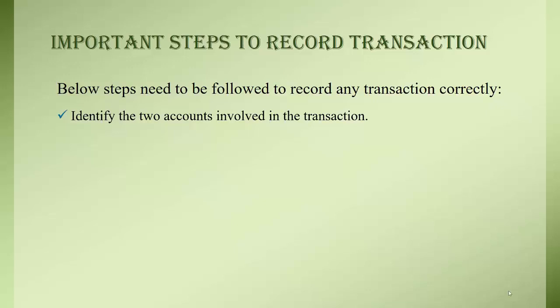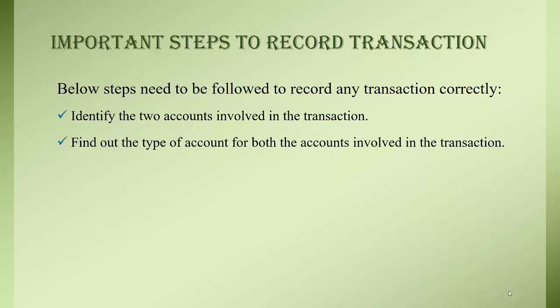Once you have identified the two accounts involved in the transaction, you have to apply the second step, which is to find out the type of the account for both the accounts involved in the transaction. Let's continue with our example to understand the step. Purchase goods for cash. The two accounts involved in this transaction are purchase account and cash account.